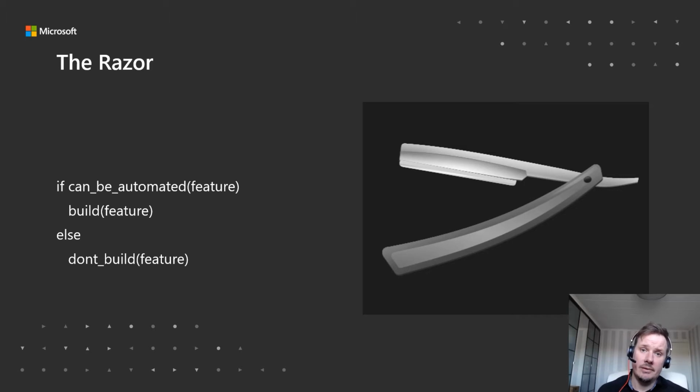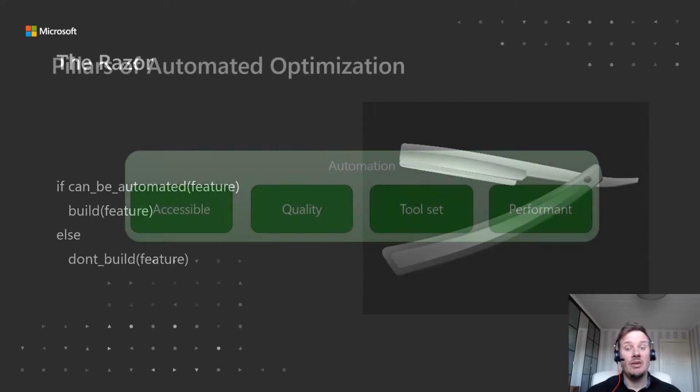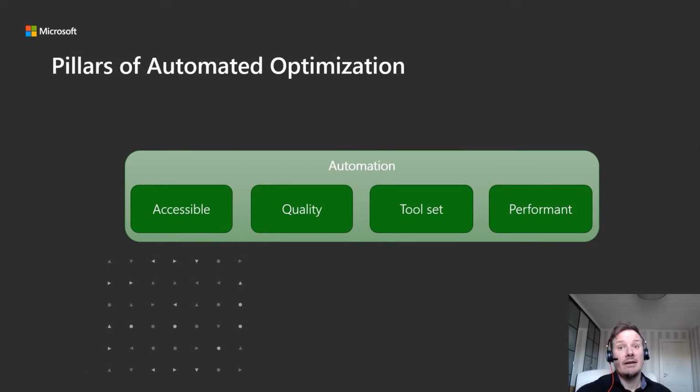When we look at building Simplygon, we have a very simple razor. We look at features, we consider, can this feature be part of an automatic workflow? If so, build it. If not, don't. Quite easy. And what is an automatic workflow? How do we see it?